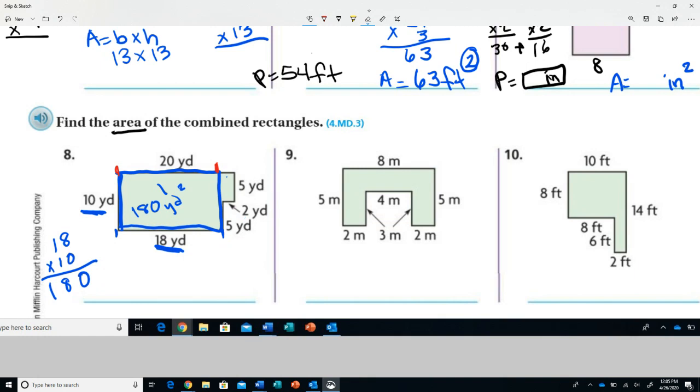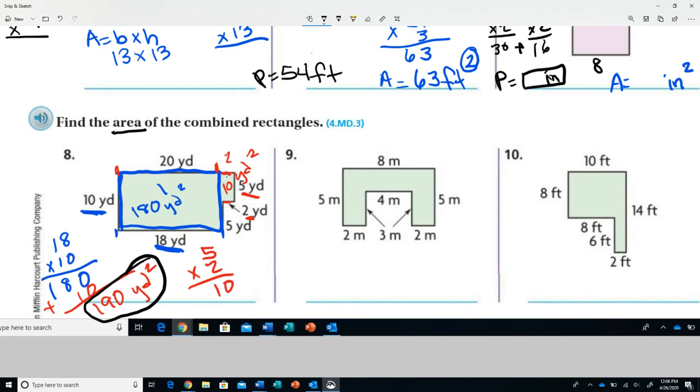So it tells me here at the bottom that it's 2. So if this little piece is 2, then this little piece is 2. And that's pretty much all I need. I have a base, I have a height, and my area for the second rectangle is 5 times 2, which is 10. So this one is 10 yards squared. So then my final total becomes 190 yards squared. And that is the final answer.